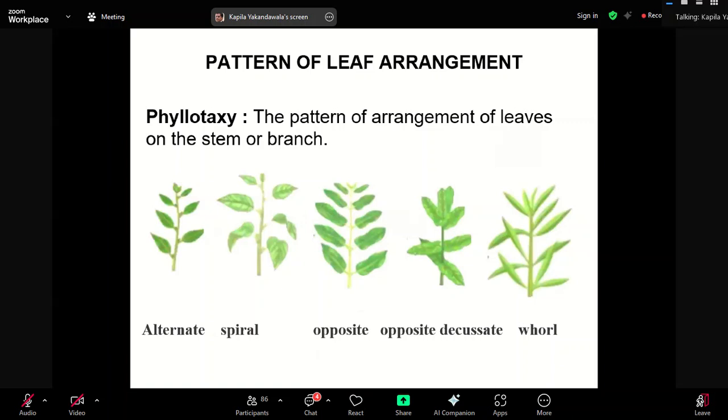Did you hear this one, the pattern of leaf arrangement? Yes, sir. Pattern of leaf arrangement. All right, okay.